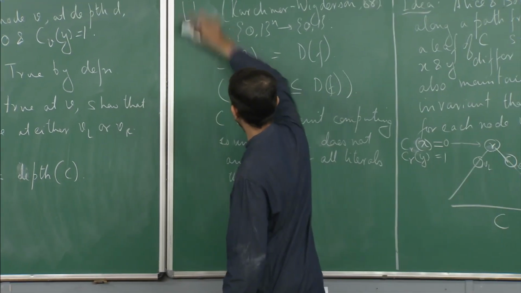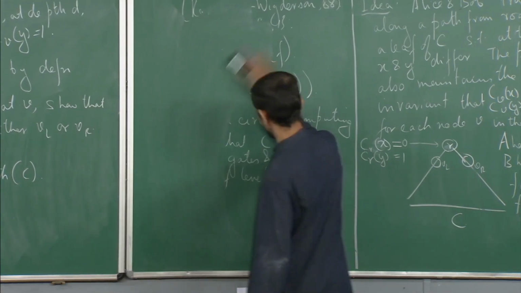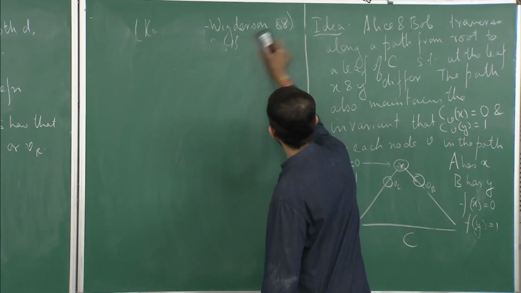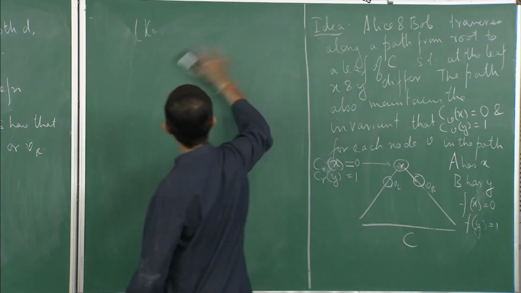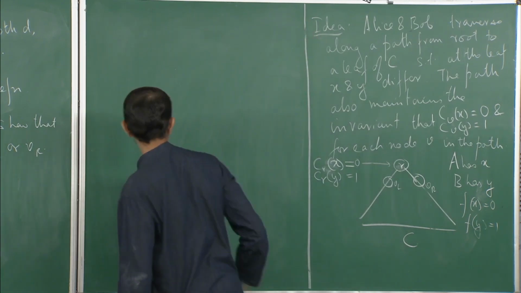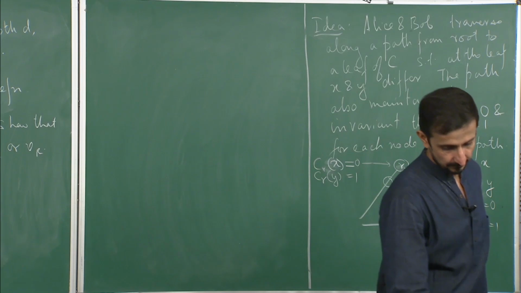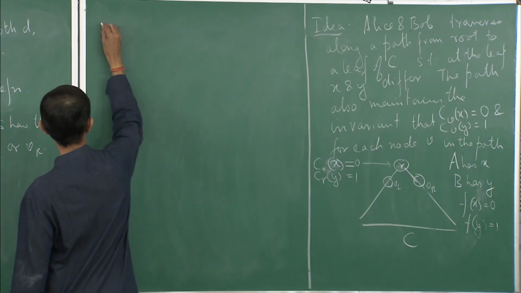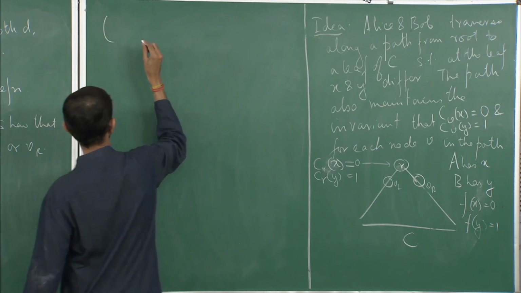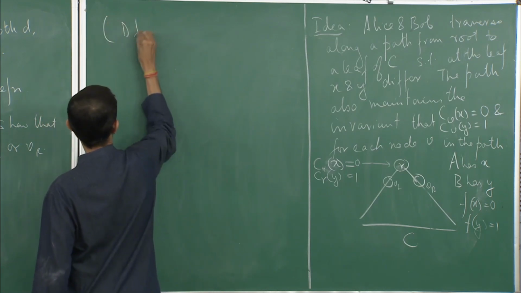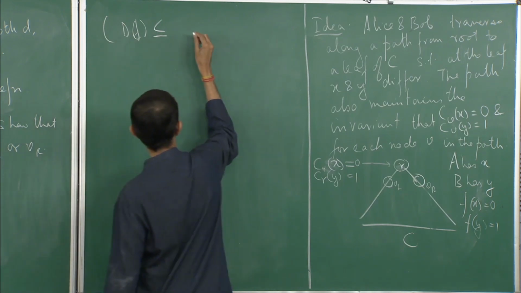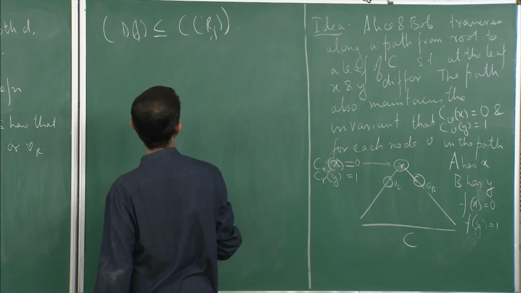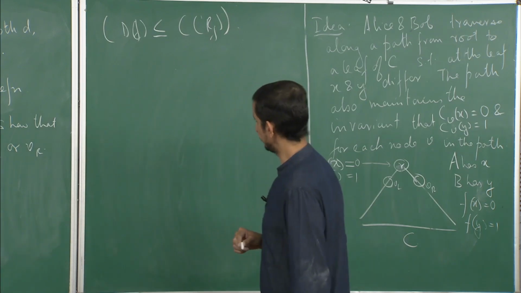So now let's look at the other direction. The other direction is also simple. Here we have designed a protocol. So now, given a protocol, we will design a circuit. So we will prove that d of f is less than or equal to c of r of f.